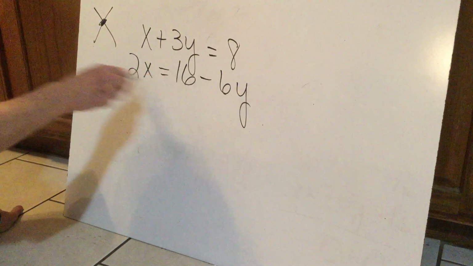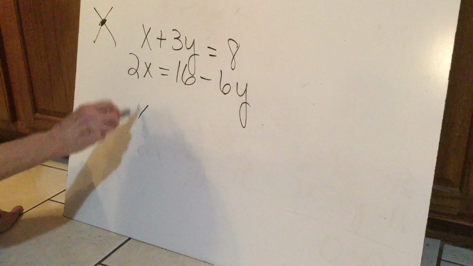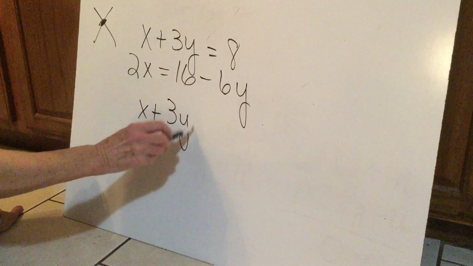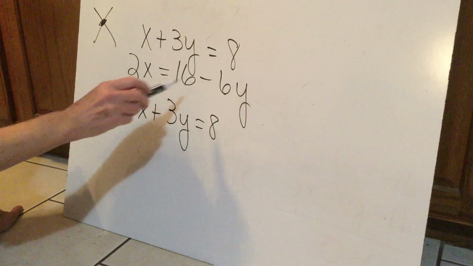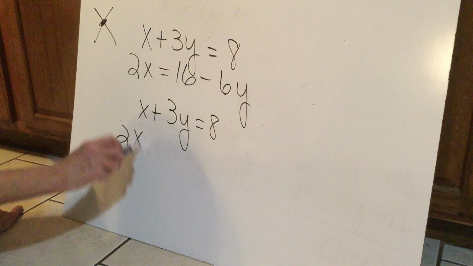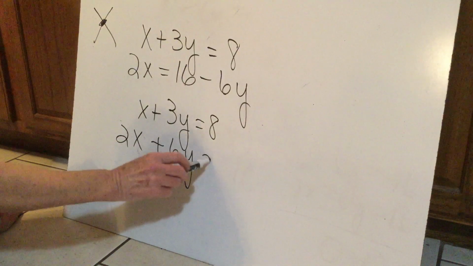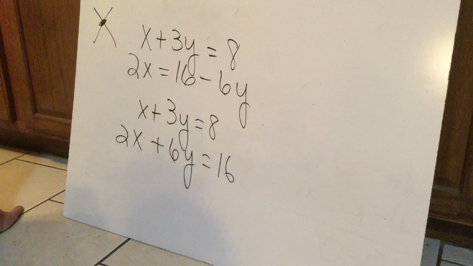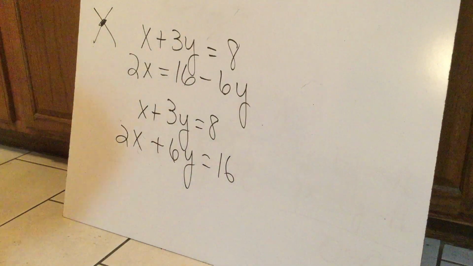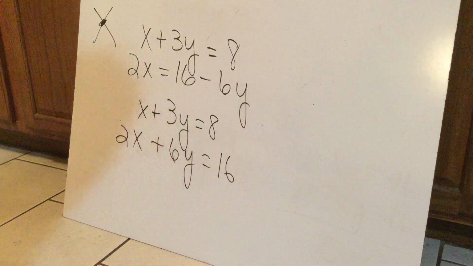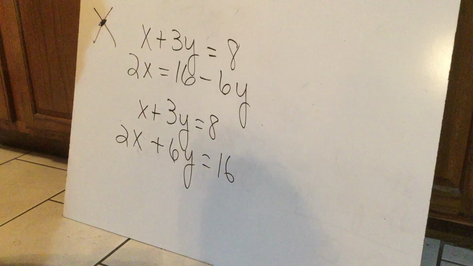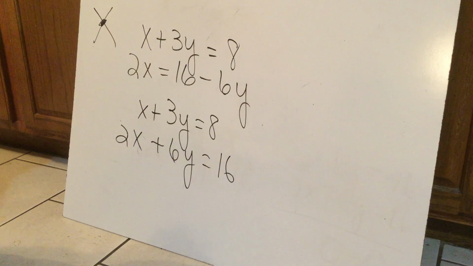Do you see how this one isn't quite in the right order? So we'll go ahead and just recopy the first one. And then the second one, I'm going to move the 6y over. And now my equations are lined up. So as long as they're lined up, now I can use my elimination process. So you probably have some thoughts about that.